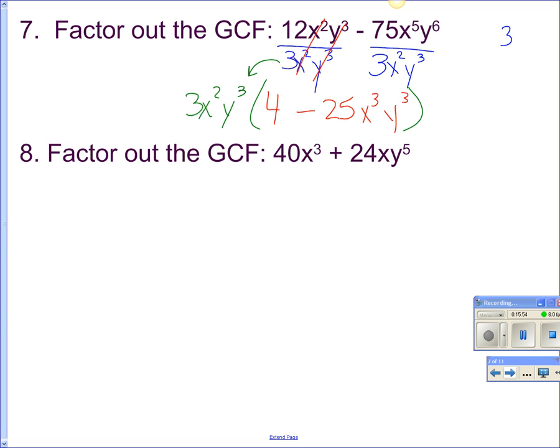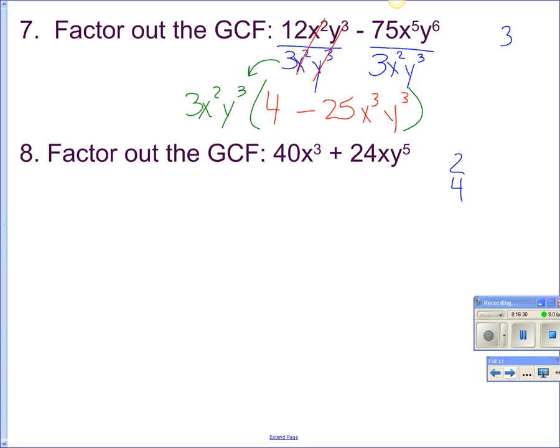40x to the third plus 24x y to the fifth. All right, Andrew, what's the number you know goes into 40 and 24? Good, 2. These are both even, so let me check another even number. Gracie, does 4 go into 40? And does 4 go into 24? So 4 will go into both of them.